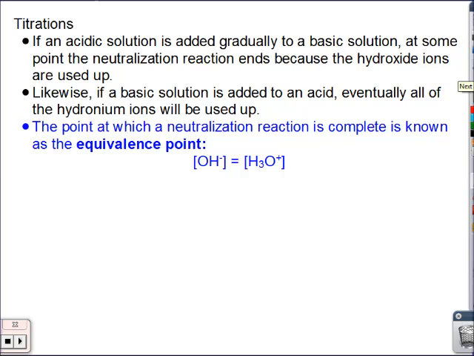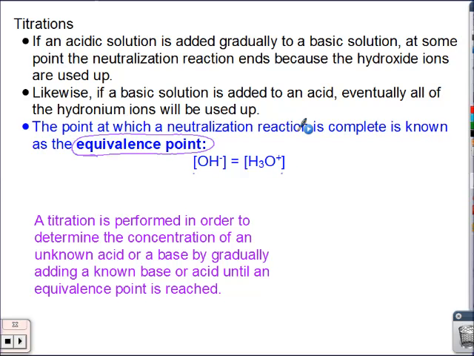A titration is a fancy name for the process or procedure that I use to neutralize this acid or this base. I will show you in class a demonstration of how one is used. But if you want to think about it, I'm just gradually adding the opposite. If I have a basic solution, I'm gradually adding the acid to it until I use up the hydroxide ions. Or if I have a basic solution added to an acid, I'm trying to use up the hydronium ions. And the point at which they're equal is called the equivalence point. This is the point in which the hydroxide equals the hydronium ion.